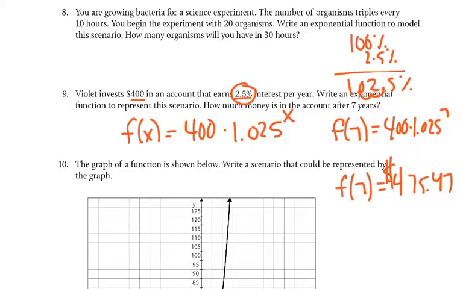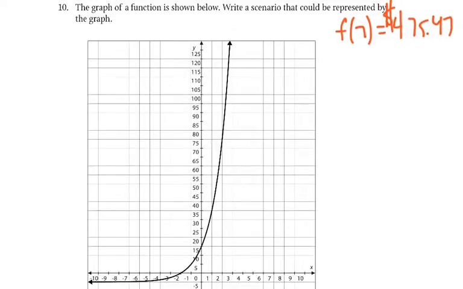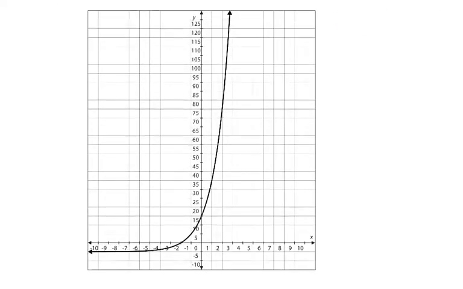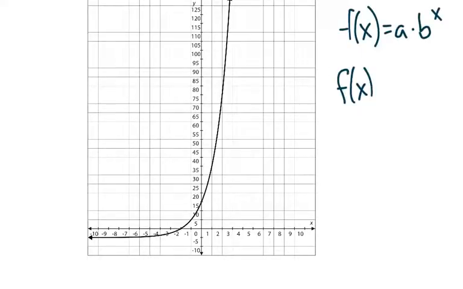Alright, number 10, last one here. So the graph of a function is shown below. Write a scenario that could be represented by the graph. So what we need to understand is our pieces, right? So what's our y-intercept? Would be 15. How is this growing? Well, 15, and then it goes up to 35.